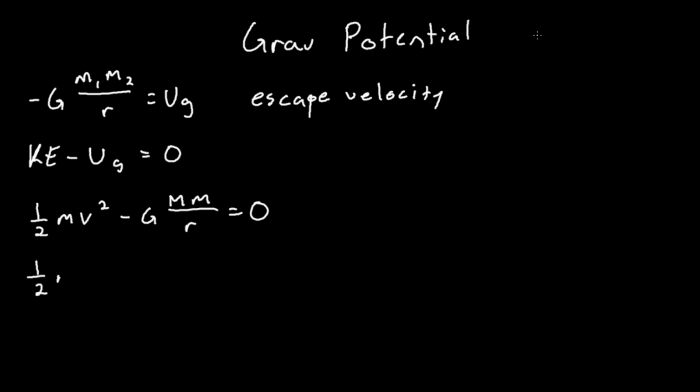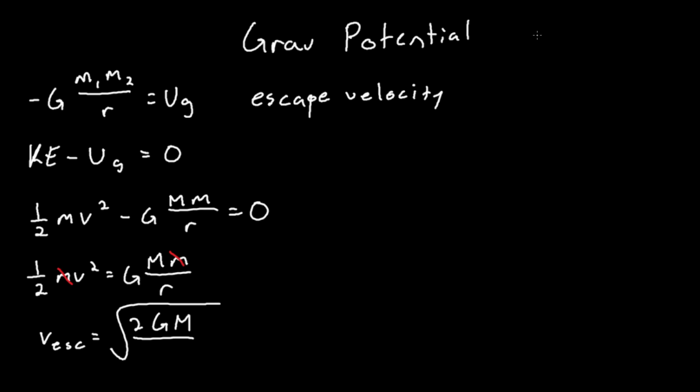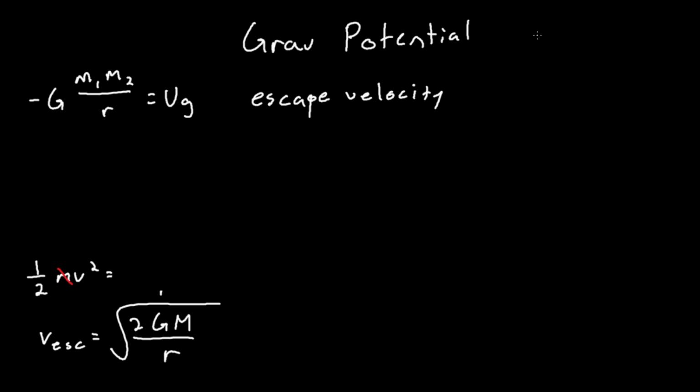So we can move both of these terms to different sides of the equation to set them equal to each other. Therefore, your kinetic energy must be equal to the magnitude of your gravitational potential energy in order to escape. So we can do a little bit of algebra, cancel out the mass of the escaping object, multiply by 2, and take the square root of both sides. Then you should get an escape velocity formula that looks like the square root of 2GM over r. So this right here is your escape velocity formula. And you can actually use this formula to solve some problems.